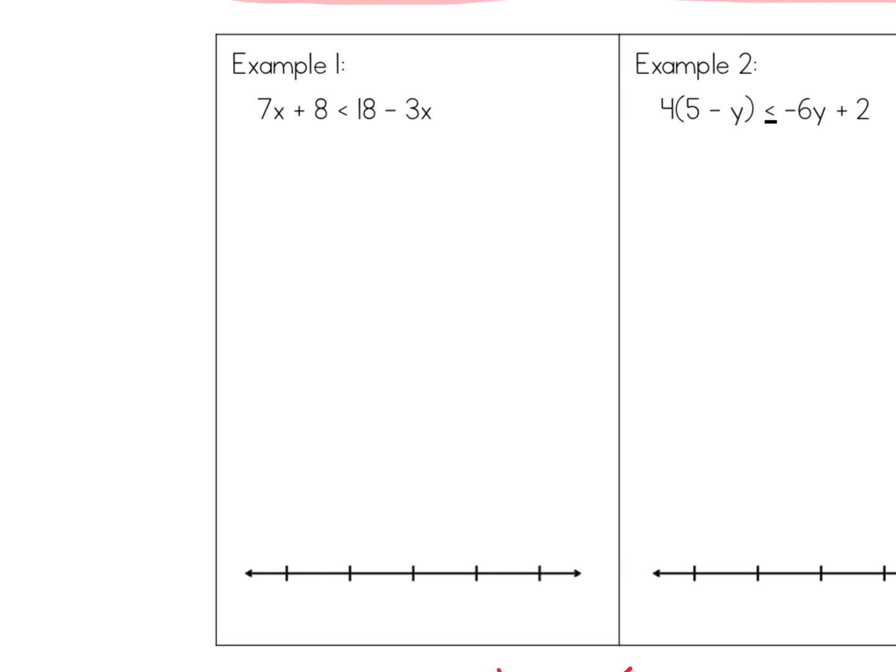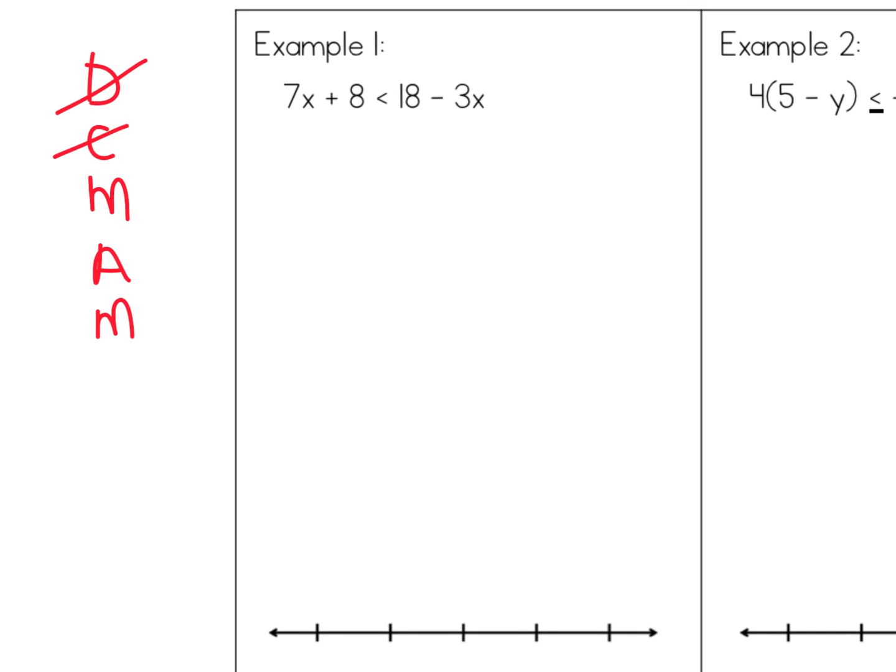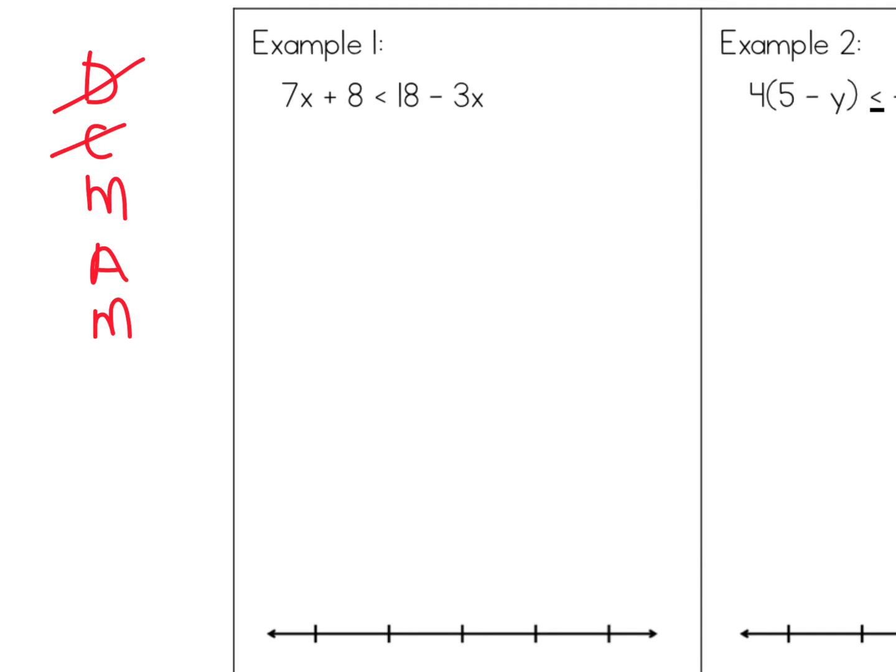Example 1, 7x plus 8 is less than 18 minus 3x. So we still have to do don't call me after midnight, meaning our first step would be to distribute, but there's no parentheses, so we don't need that. C for combine like terms, but that also doesn't apply. M for move the variable. So see how there's variables on both sides? I do need to move it to where it's only on one side. I always move the smaller number. So between the 7x here and the negative 3x here, negative 3 is smaller, so let's move that one.